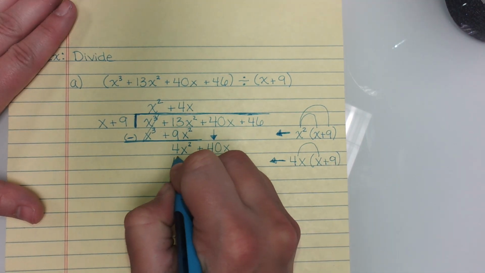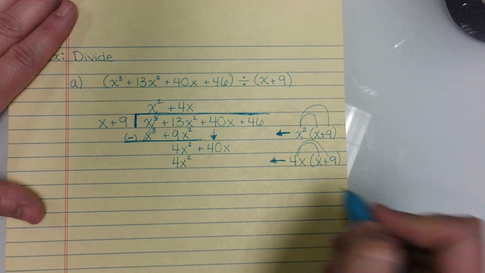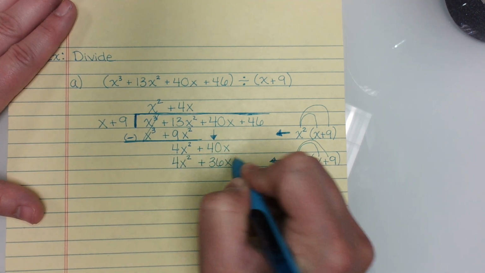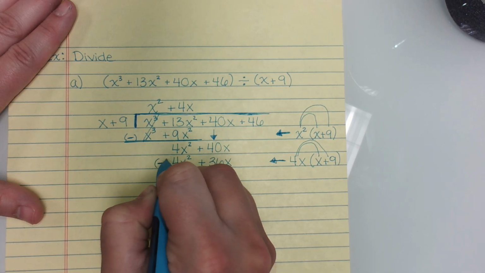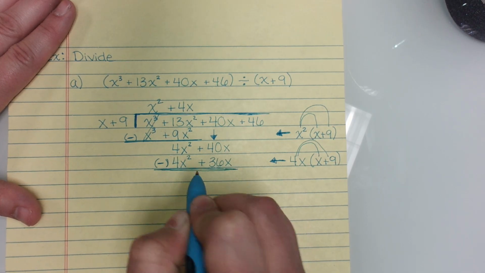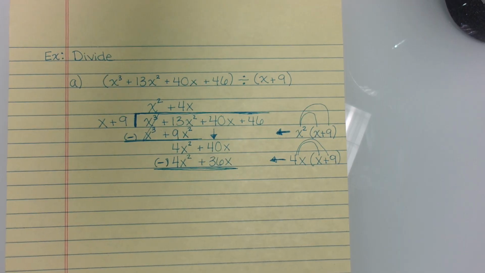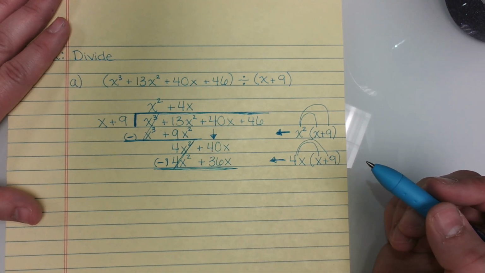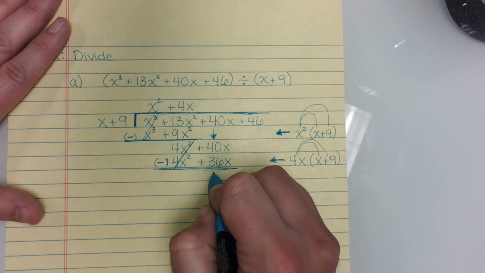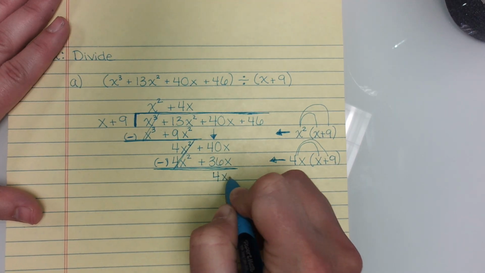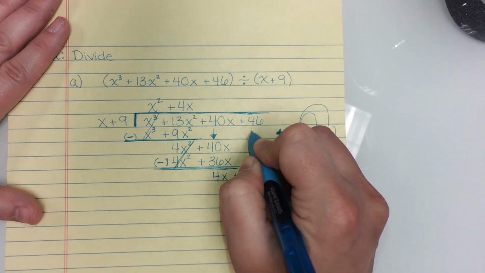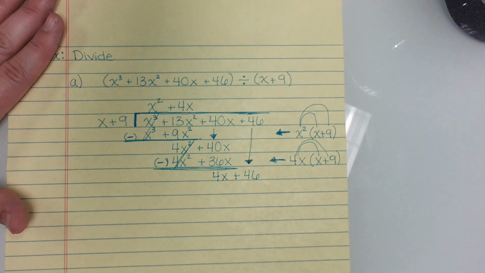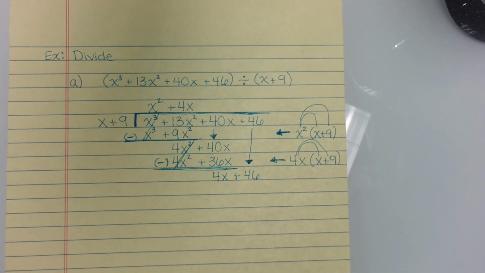4x times x is 4x squared. 4x times 9 is positive 36x. Remember, you are subtracting. Be careful with your positives and negatives. 4x squared minus 4x squared, does it cancel? Yes, we did something right. 40x minus 36x. Four x. Pull down the next term.